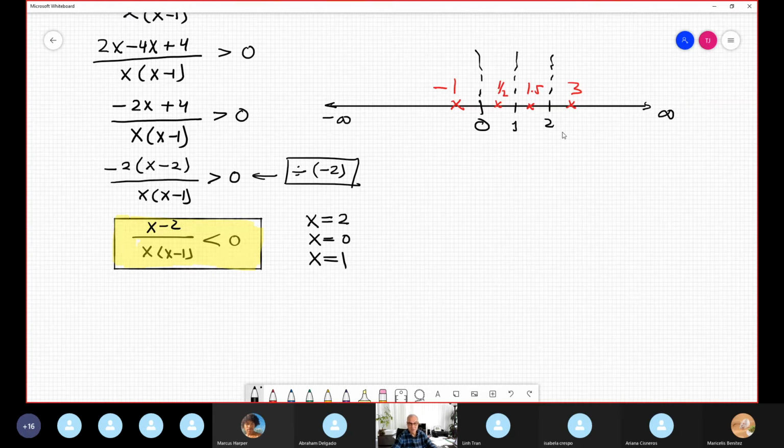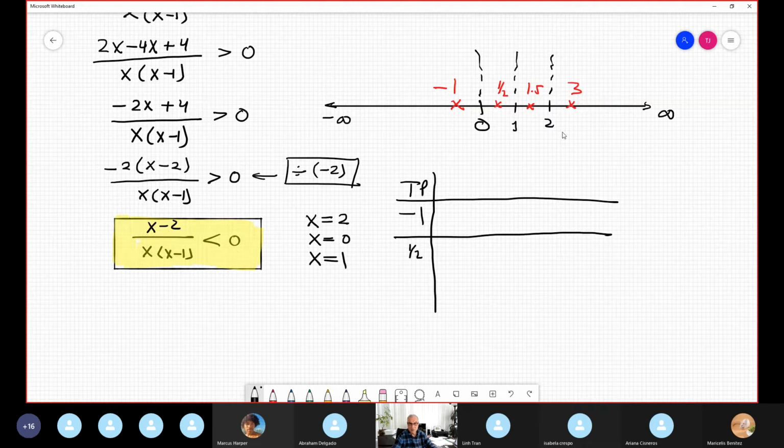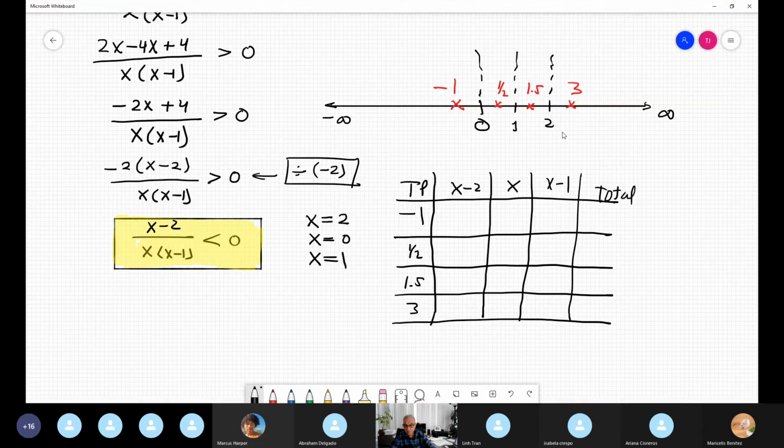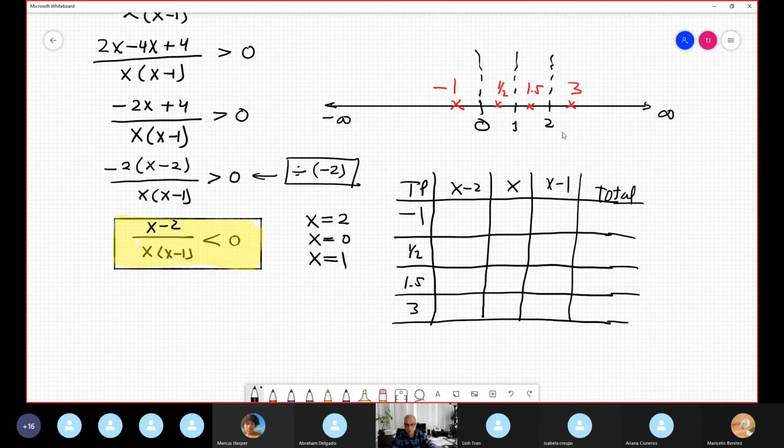Okay, now ready to create the table. -1, half, 1.5, and 3. And the factors are x minus 2, x, and x minus 1. It doesn't matter the order. You copy in the order. It's so obvious that this column has exactly the same testing points. It's negative, positive, positive, positive, because we are not subtracting anything directly, just plugging it in.